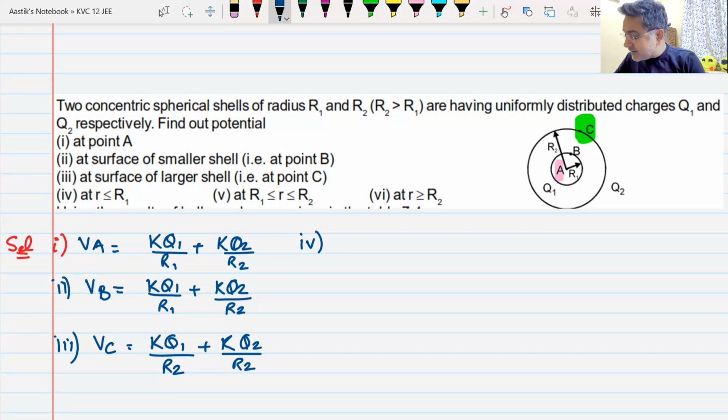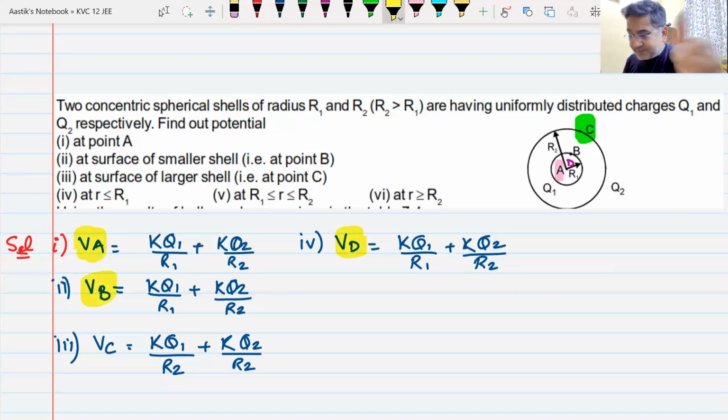Potential at any point inside shell number 1. I will call that point D. So D is somewhere here, inside shell number 1. The potential is KQ1 by R1 plus KQ2 by R2. What is important to see here is that whether you take D or B or A, the potential is the same. Remember this.